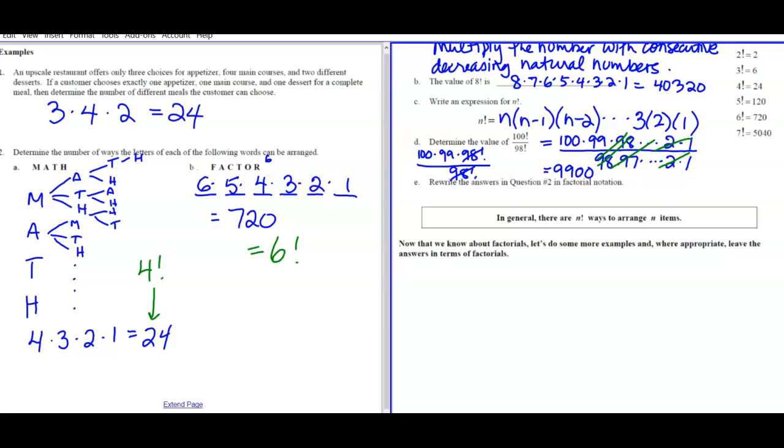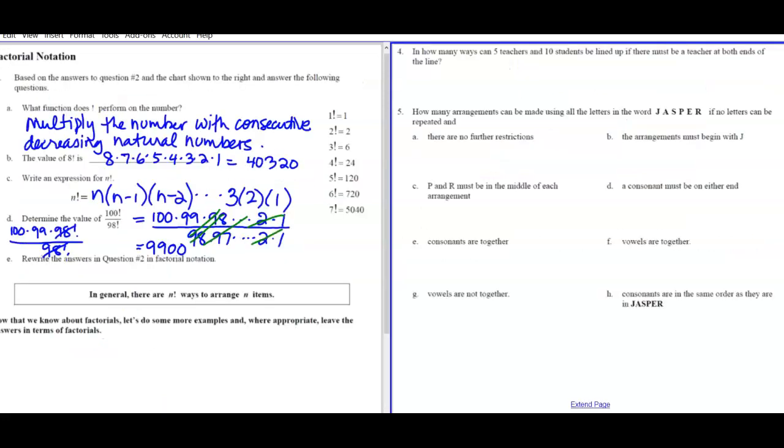Okay, so this is your permutations. In general, there are n factorial ways to arrange n items if the items are different. We're going to talk about that on the next page, so hold on. Okay, so now that we know about factorials, let's do some more examples. And it says leave the answers in terms of factorials sometimes, rather than evaluating all of them.